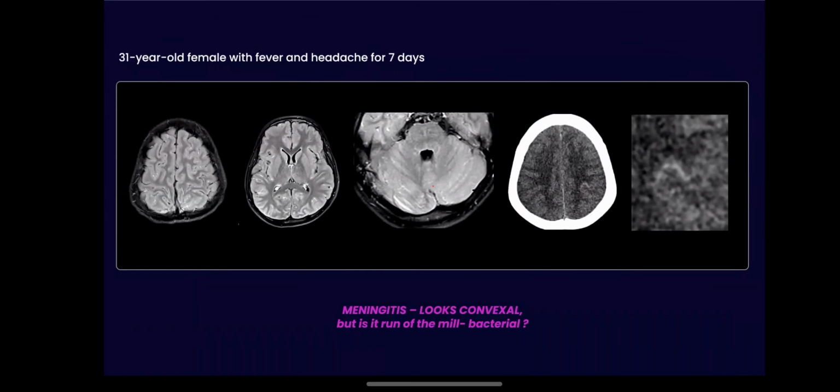But let me show you this case. This is a 31-year-old female with fever, headache, just run-of-the-mill symptoms. She had neck rigidity, and the only thing that we found on CT as well as MR is convexal meningitis. Now, again, going back and trying to figure out if this is just your run-of-the-mill bacterial or are we thinking about something different? Going back to the audience, let's see if you're awake. What do you think this is?